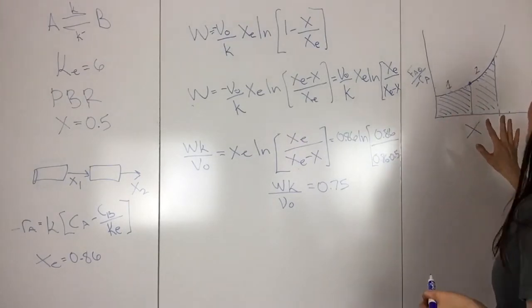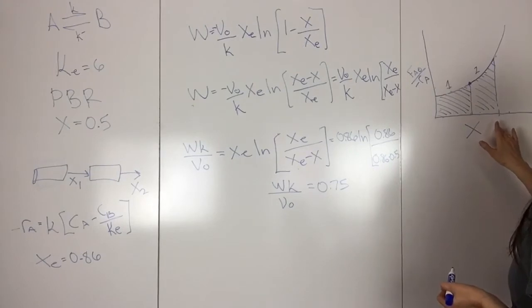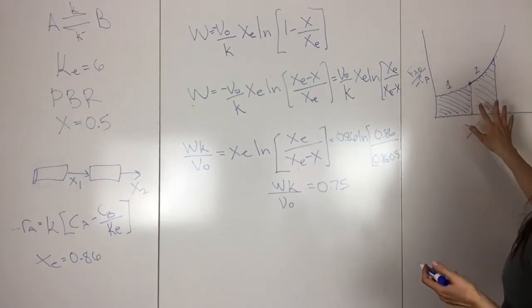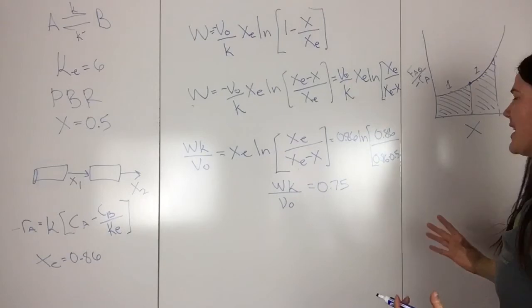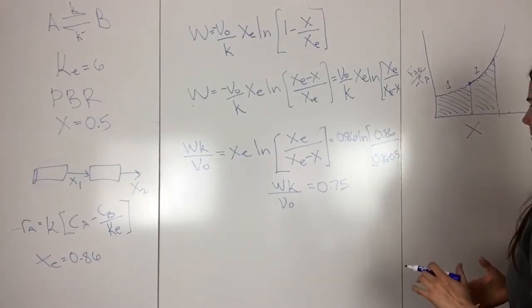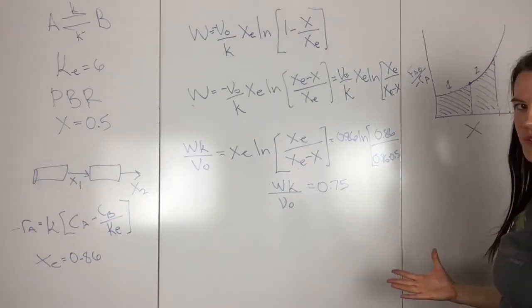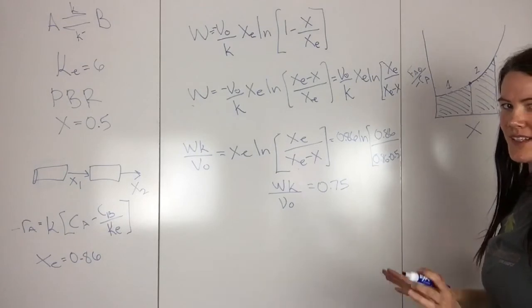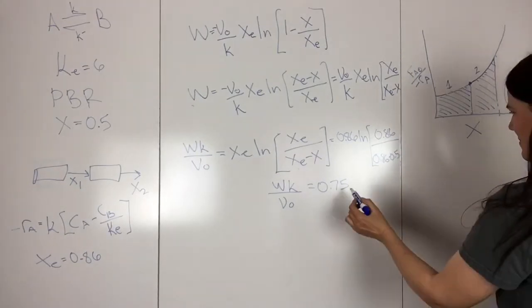So if you look at this, you can see that the volume or the weight is going to be the same whether you have 2 smaller reactors or 1 big reactor. You're going to end up with the same. And this is the case with a PFR and a PBR. It's not the case with a CSTR, so just keep that in mind.